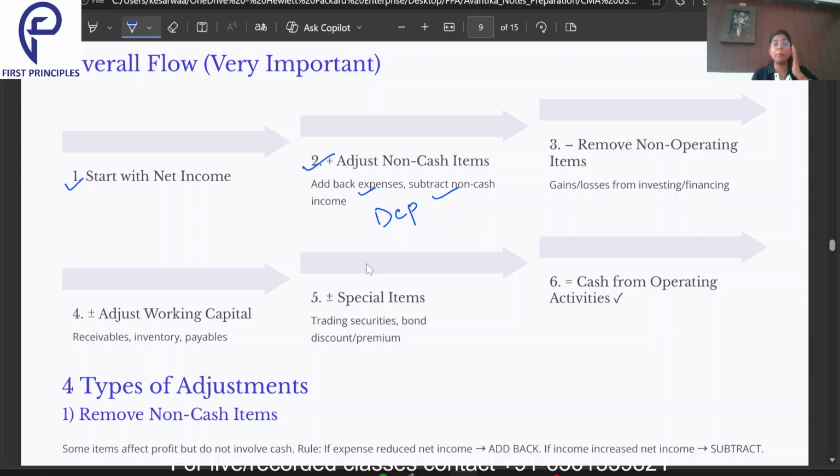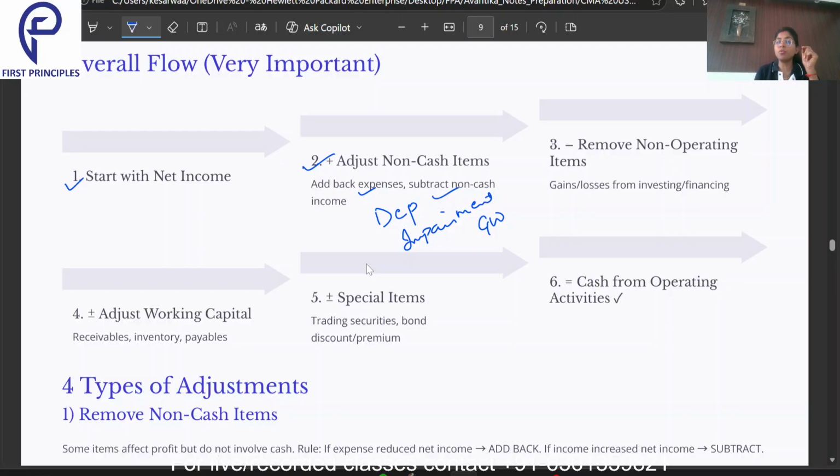Another example will be impairment of goodwill. These are some of the line items which we record on our income statement, but in reality they don't have any monetary impact, they don't have any cash coming in or going out of a business. So we need to adjust it.